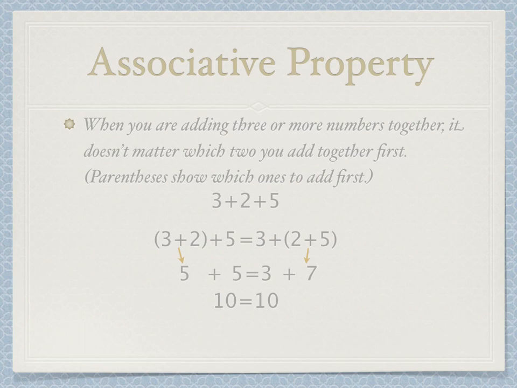To help you remember the name associative property, think about associating with people. Associating with people means like who you hang out with, right? An association is a group of people that sort of tend to clump together. The associative property says it doesn't matter which numbers you clump together first when you're adding them.